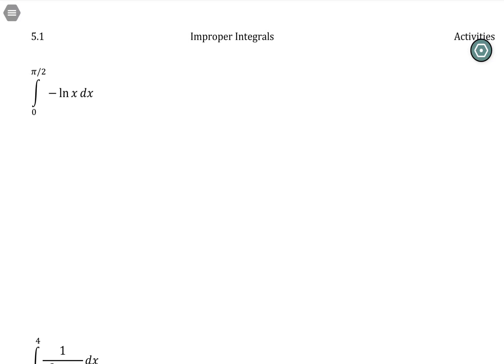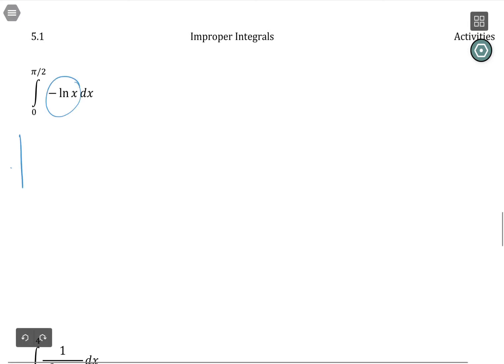Let's look at one where we don't have infinity showing up in the bounds. So this is the integral from 0 to pi over 2 of the opposite of the natural log of x. 0 and pi over 2 are not infinite, so the function must be the problem here. And if we think about what natural log looks like, it's like this. It does have a vertical asymptote.